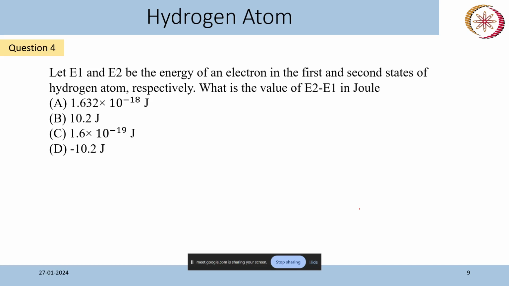So do you remember the formula for energy of an electron in hydrogen atom, or should I give you the formula at least? I think it is minus 13.6 over n square in electron volt. Yes, yes. So that is in electron volts. So the options are given in joules, so we should do the conversion.